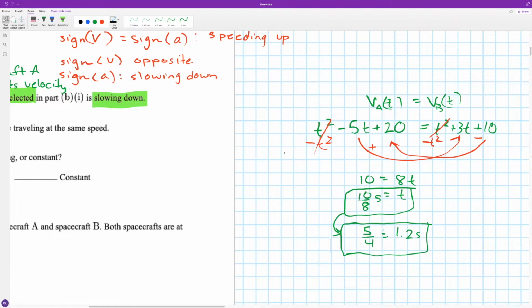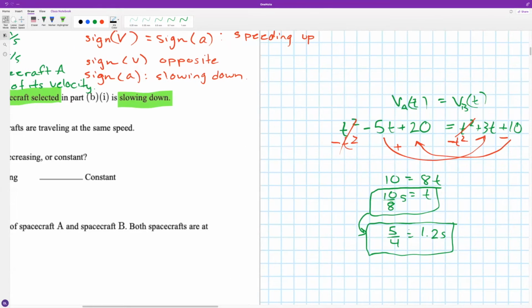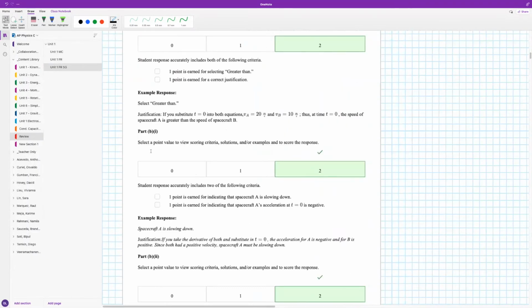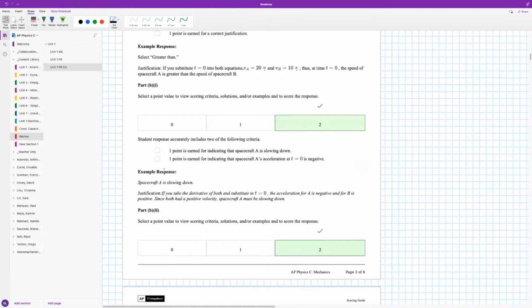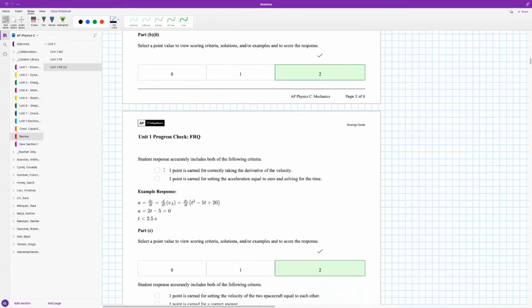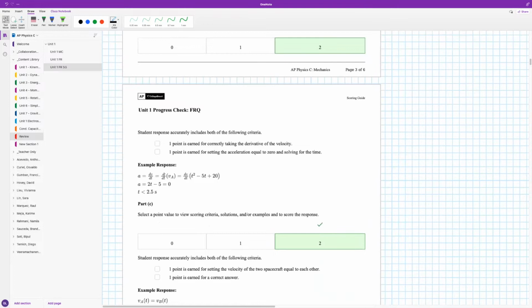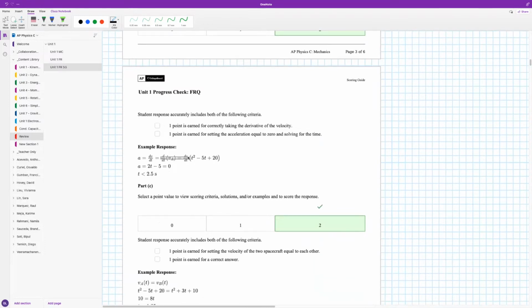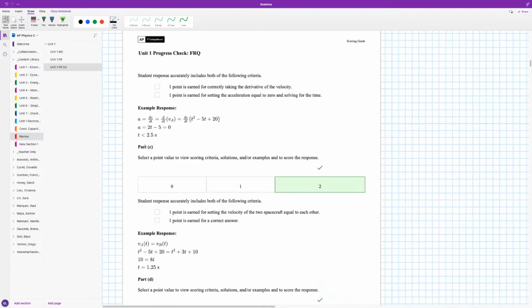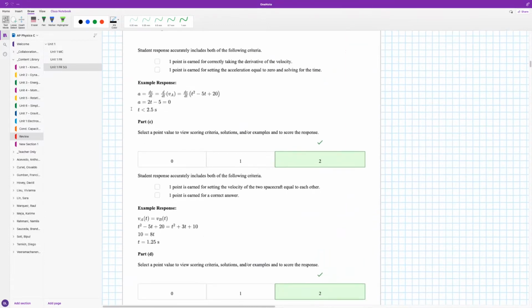And so we can go ahead and look at the scoring guide, and let's see if our work is correct. Scroll down, here's B part 2. They take the derivative, set it equal to 0, 2.5 seconds. And they just say t less than 2.5 seconds. So we didn't even have to say 0 less than or equal to t less than 2.5.